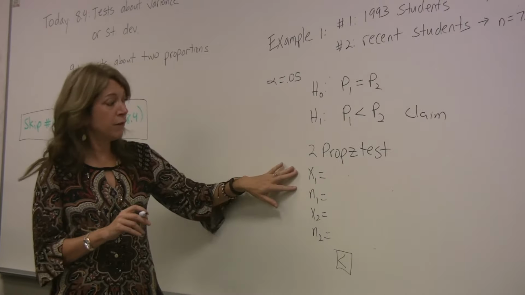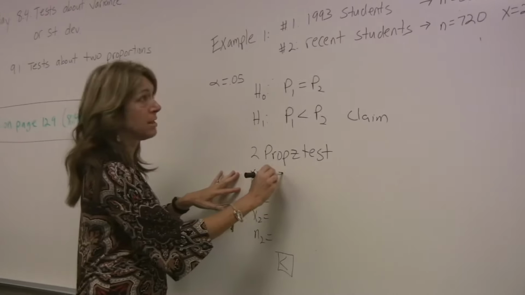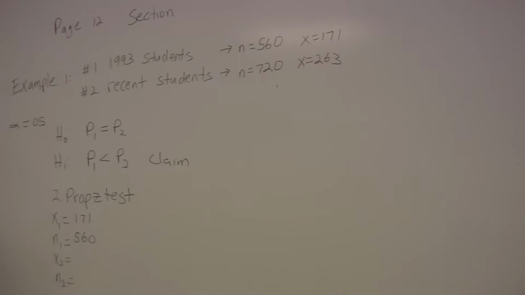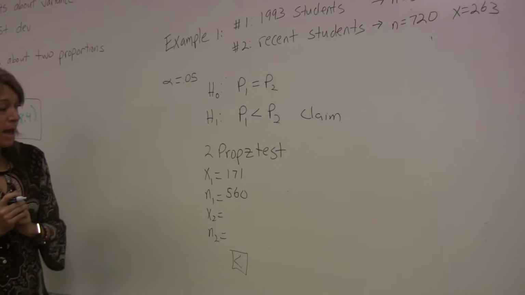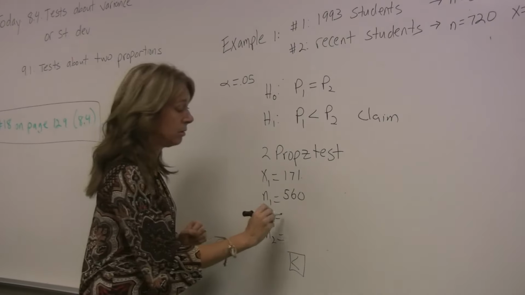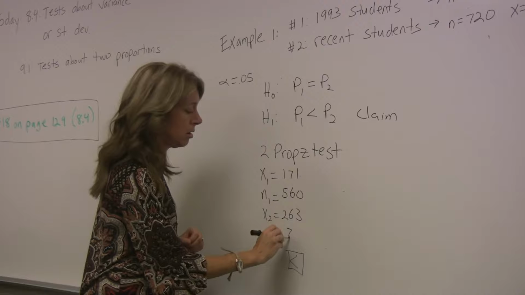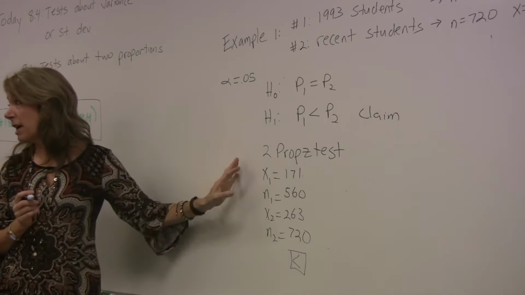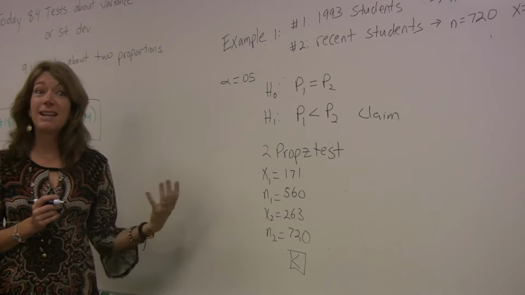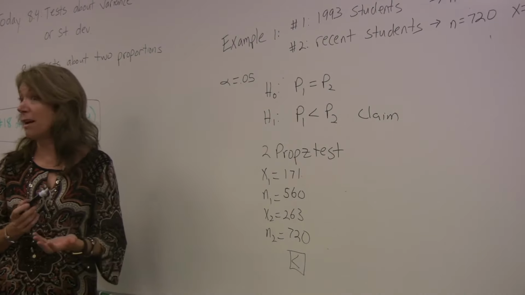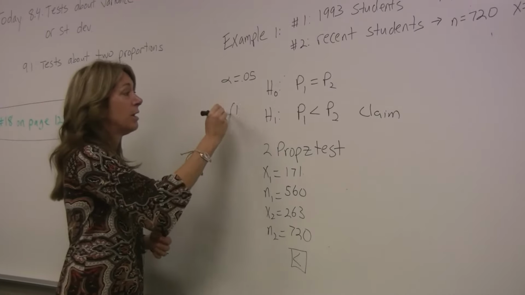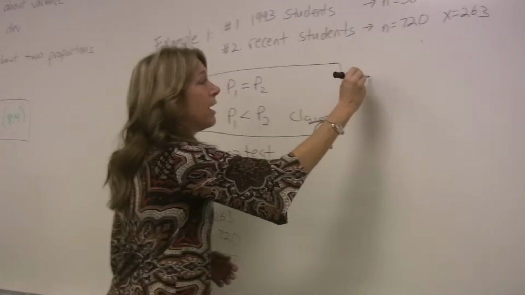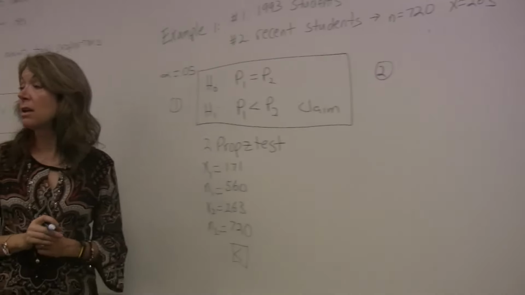And then we actually have all this information. The X and the N from the first group, so that was our 171 and the 560, and then the X and the N from the second group. So we're typing all that into our calculator to get the test statistic, and this function gives us our p-value as well. So here's step 1. Once you typed all that in, you should have your test statistic.